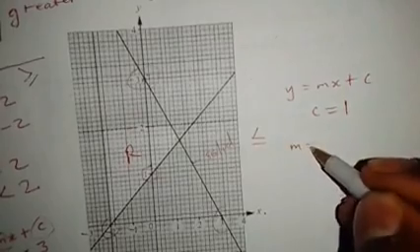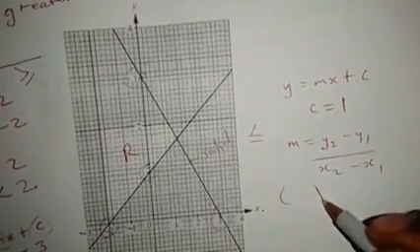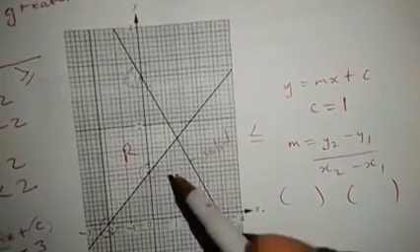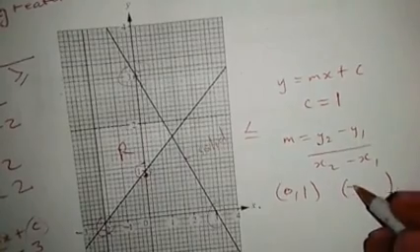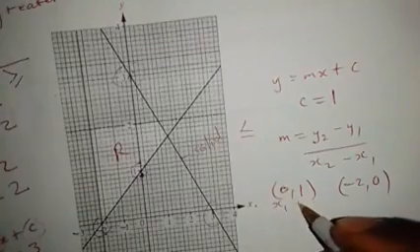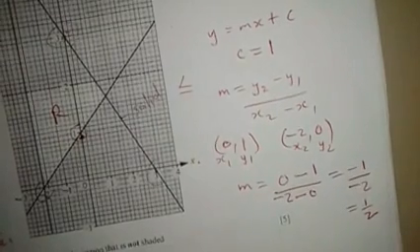Right. Then for you to find m, you make use of the formula (y2 minus y1) over (x2 minus x1). Identify any 2 points which are lying on that line. So this is the first point, which is (0, 1). This is the second point, which is (minus 2, 0). So this is x1, y1, x2, y2. Then you substitute into the formula. On y2 you put 0, minus y1 is 1. Then x2 is minus 2, minus x1 is 0. So 0 minus 1 you get minus 1, minus 2 minus 0 you get minus 2, minus 1 divided by minus 2 you get half.